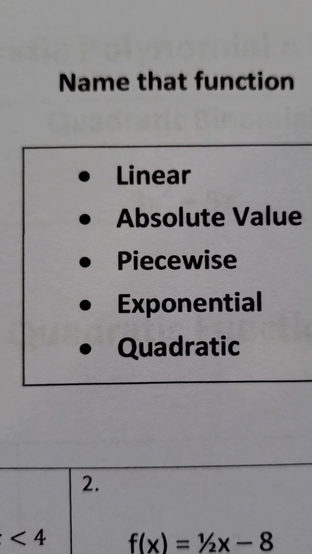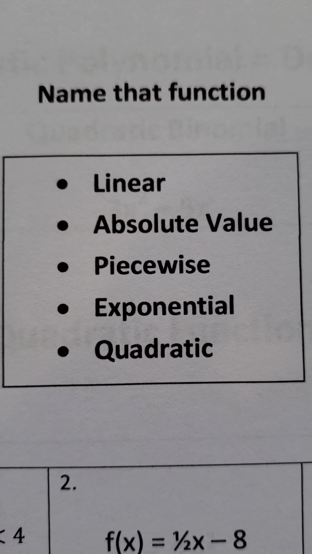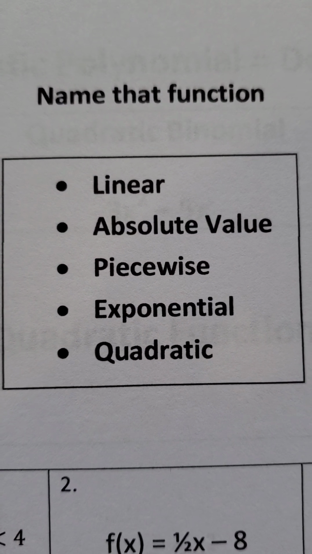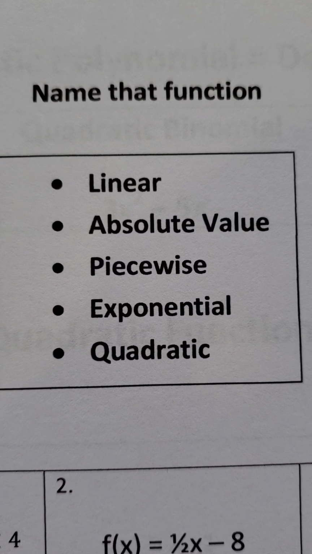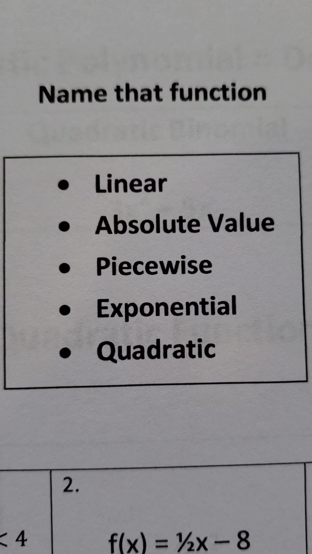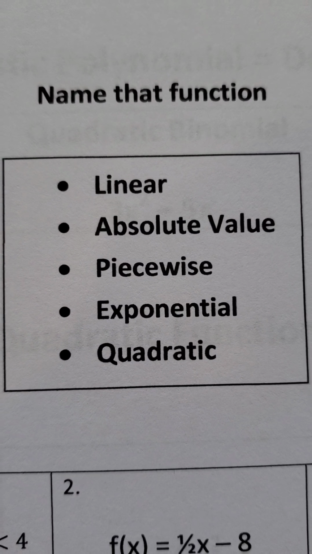Absolute value, it's obvious if it's absolute value because it has absolute value signs. Piecewise always has at least 2 parts, 2 different parts of a function. An exponential is when you have an x as the exponent, and quadratic is when you have the power of 2 as the highest power.